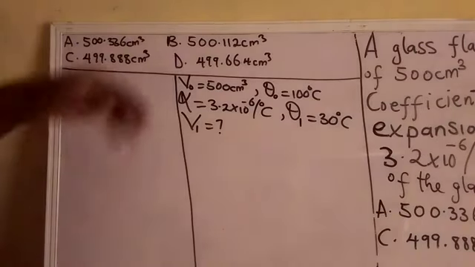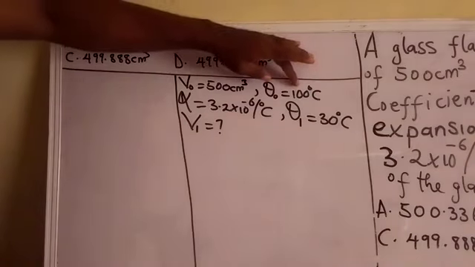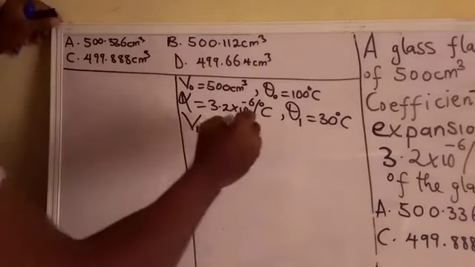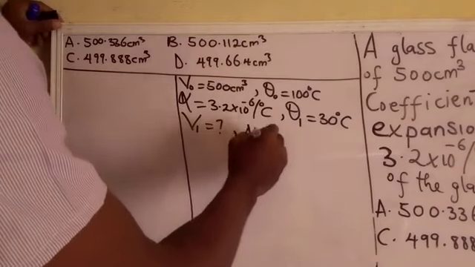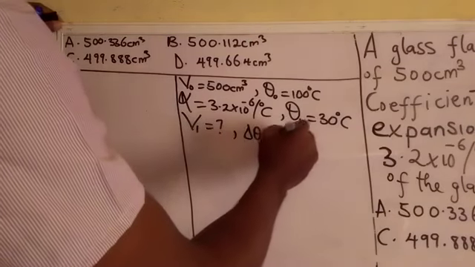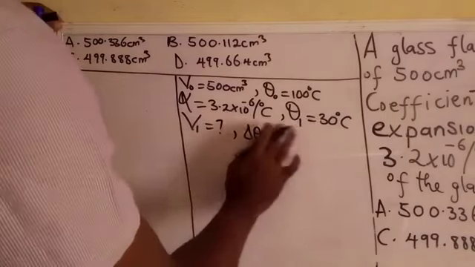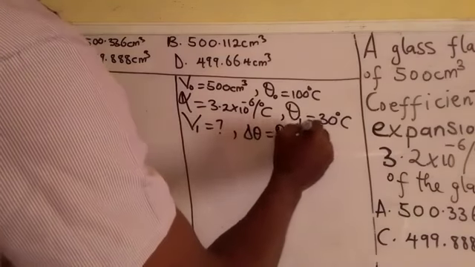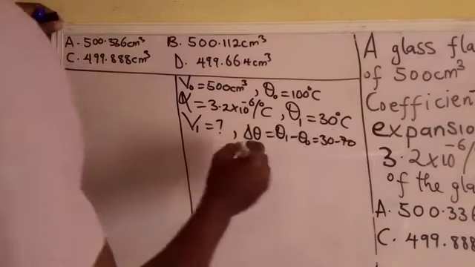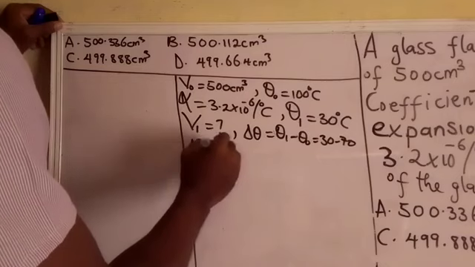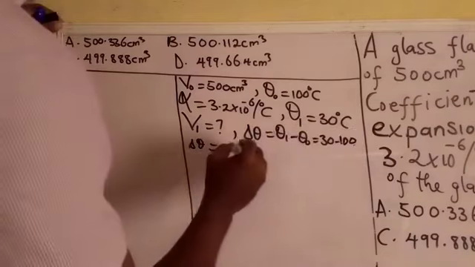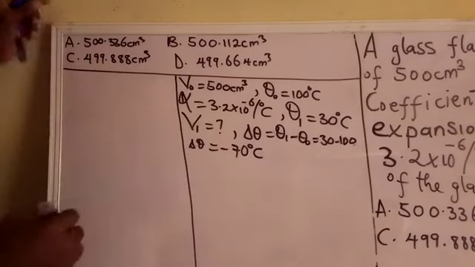Now notice the temperature reduced from 100 to 30. Now let's find the change in temperature. Change in temperature is going to be theta 1 minus theta 0. So change in theta becomes 30 minus 100, that would be minus 70 degrees Celsius.